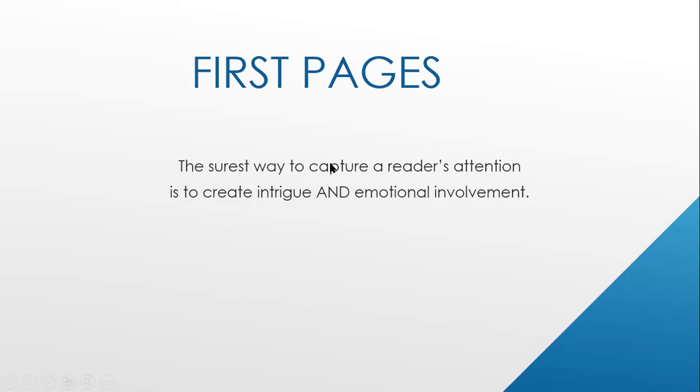So first pages, I think the key ingredients are capturing the reader's attention. Obviously, we need to do that, but how? Through creating intrigue and emotional involvement. These two things are what I call the head and heart values. Essentially, you're capturing their brain and you're tugging on their heartstrings. And that's the surest way to do it.